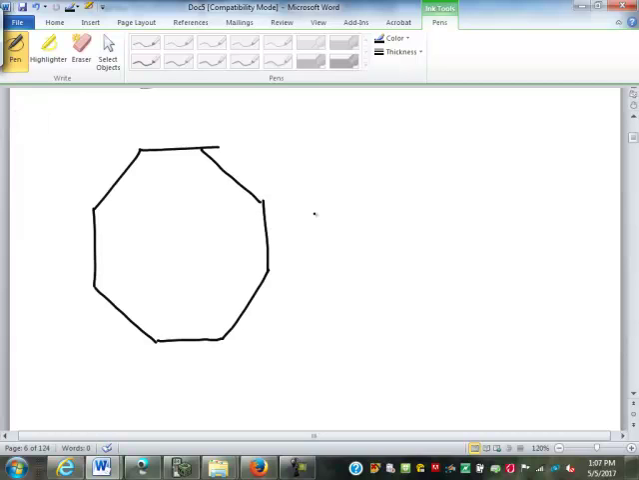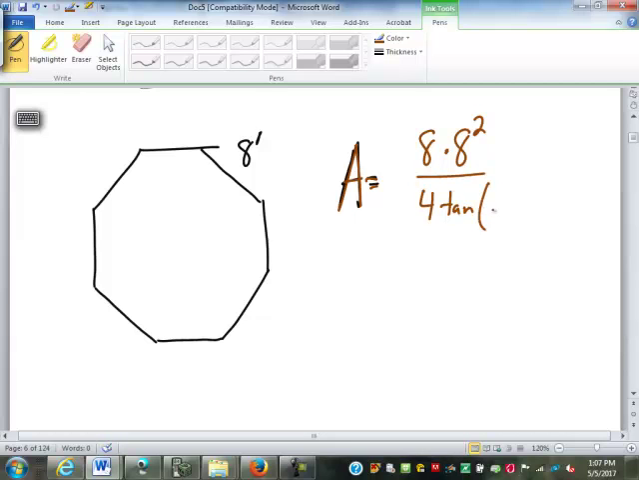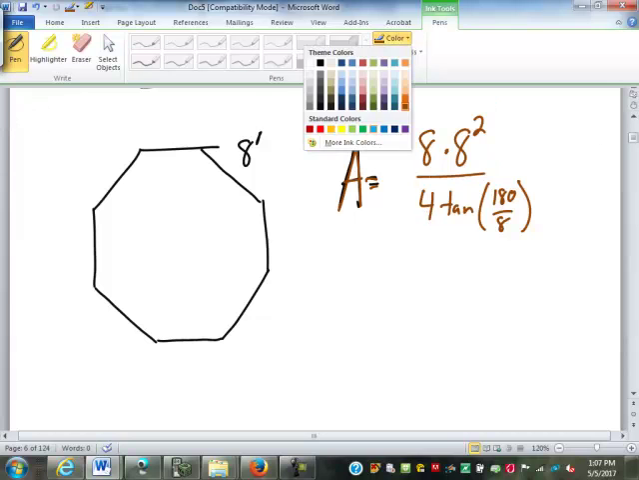This is a regular what? Octagon. Yes, let's claim it looks like a regular octagon at least. And let's say it is 8 feet on a side. How would I find its area? Perfect. 8 is the number of sides times 8 is the length of the side, so that'll be squared, over 4 times tangent of 180 over 8.